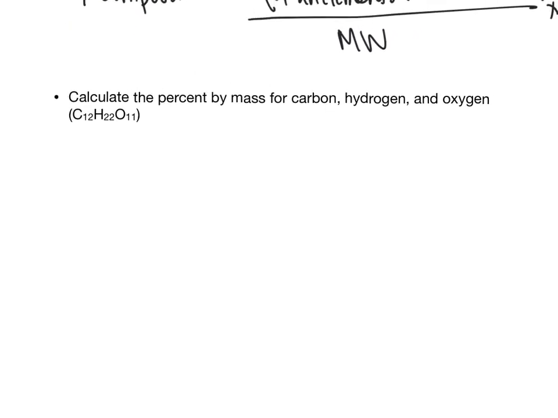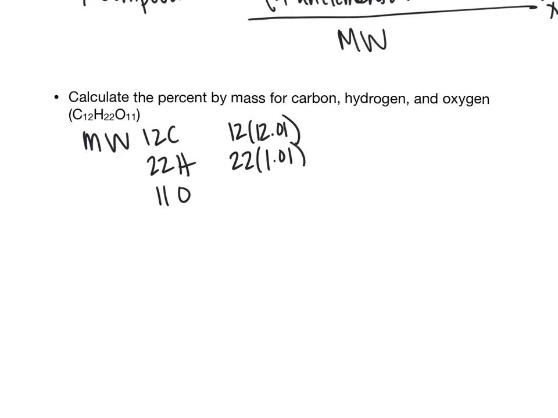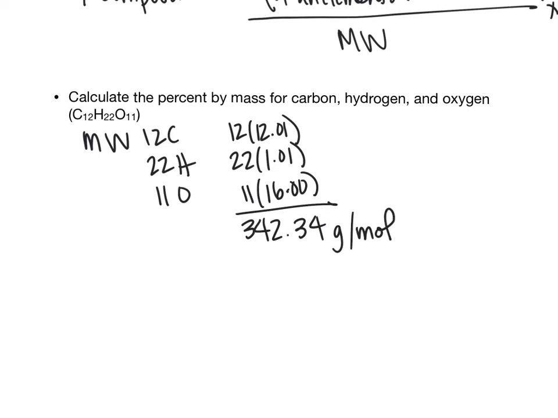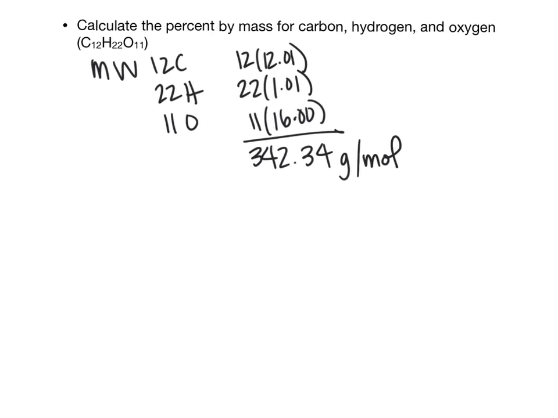So in this example, we want to calculate the percent by mass for carbon, hydrogen, and oxygen. So it's kind of simple. First we need to calculate the molecular weight, which is carbon, 12 carbons, 22 hydrogens, and 11 oxygens. So it's 12 times 12.01, 22 times 1.01, 11 times 16.00. So the molecular weight in this case is going to be 342.34 grams per mole.